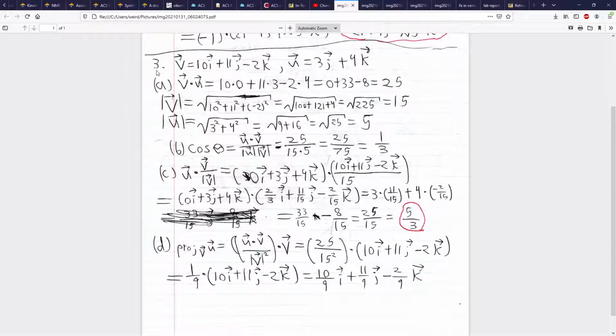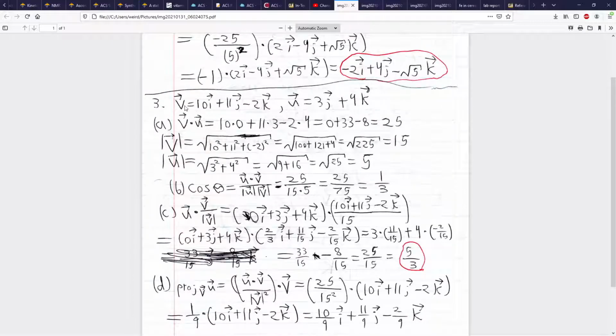And now here's another problem. Here's vector v and vector u. It's not really j and k, but the i component is basically 0 in this one for u, which is seen with this one. 10 times 0, yeah, because the component will be 0 when it's not existing. Then you do the same thing. 25 is what the dot product is.